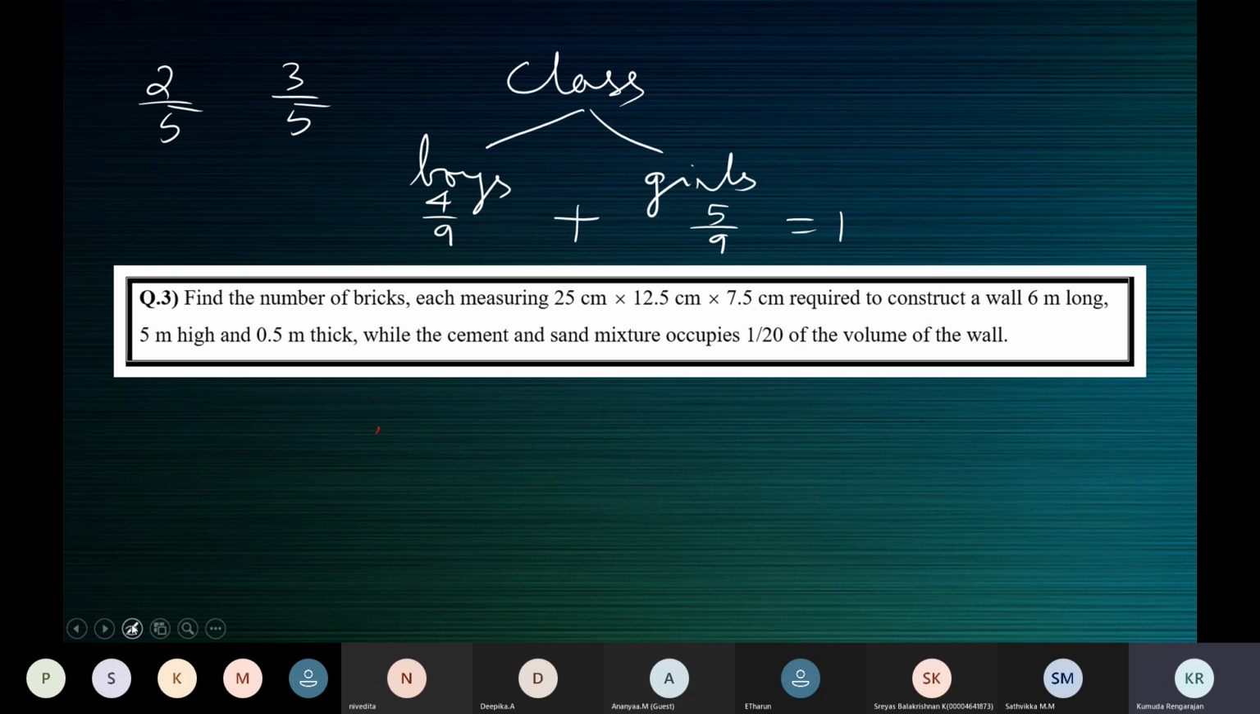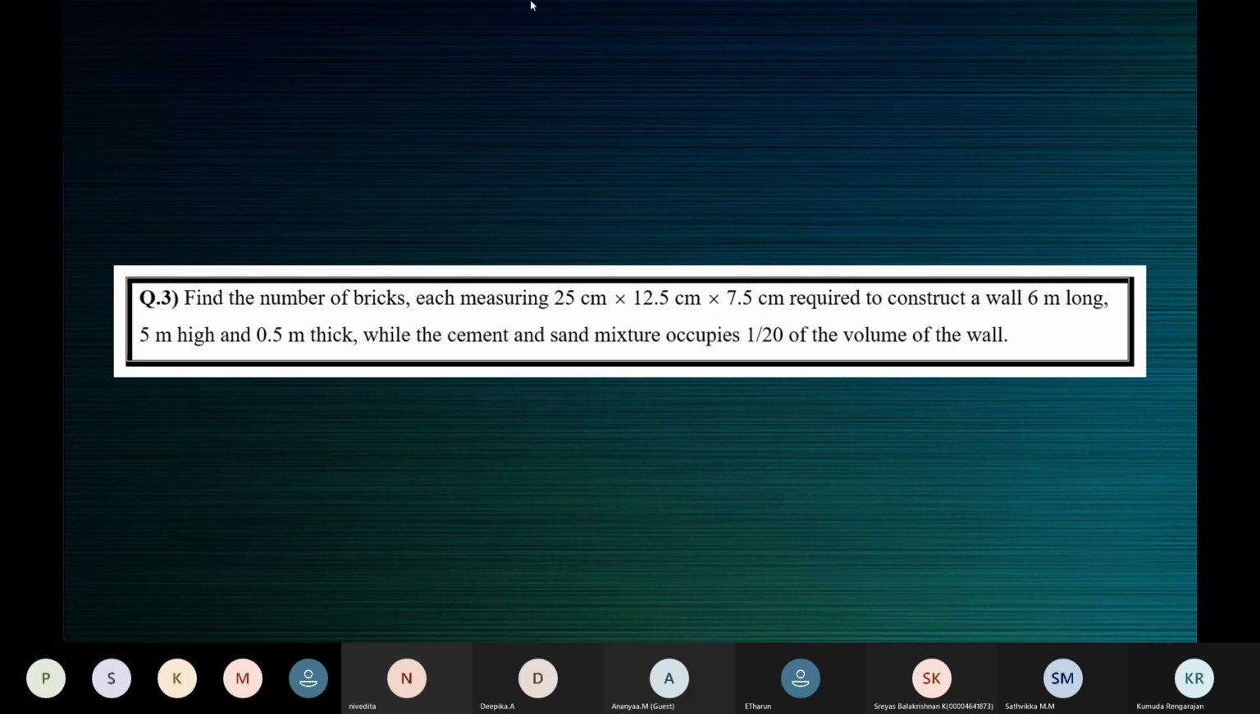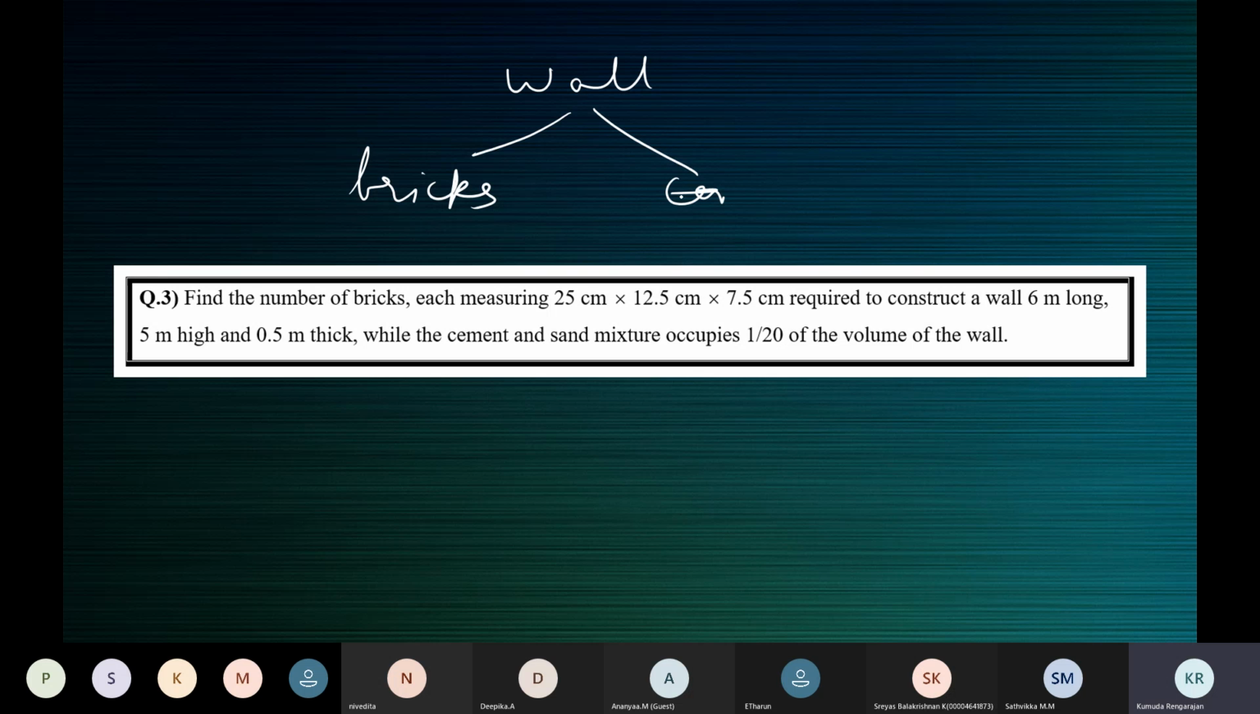So here, the wall is made up of bricks and cement and some mixture. This mixture is a mixture of sand and cement. So the wall is made of 2 components: the wall has bricks in it and some mixture in it, a mixture of sand and cement.